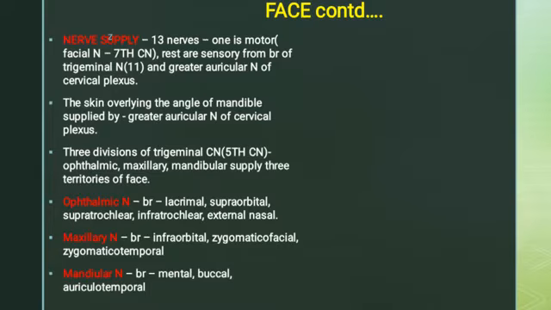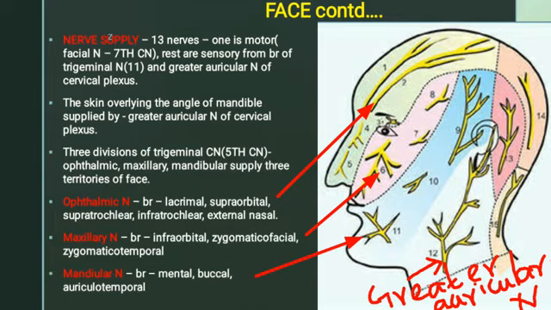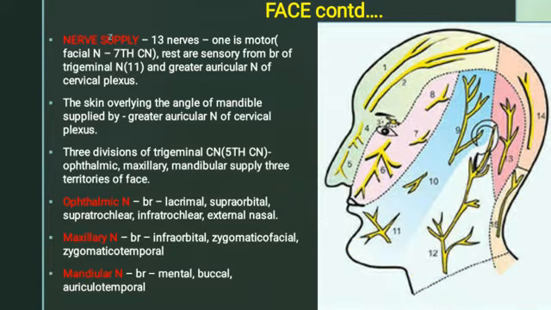Among the 11 cutaneous branches of the trigeminal nerve, 5 are derived from the ophthalmic division, 3 from the maxillary division and 3 from the mandibular division. The 5 branches of the ophthalmic division are lacrimal nerve, supraorbital nerve, supratrochlear nerve, infratrochlear nerve and the external nasal nerve. The 3 from the maxillary division are infraorbital, zygomaticofacial and zygomaticotemporal nerve. The other 3 from the mandibular division are mental nerve, buccal nerve and the auriculotemporal nerve.